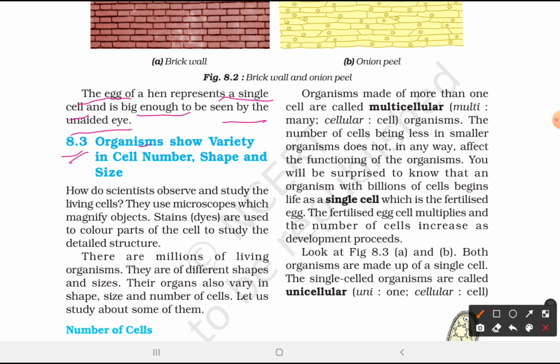8.3. Organisms show variety in cell number, shape, and size. How do scientists observe and study the living cells? They use microscopes which magnify objects. Stains are used to color parts of the cell to study the detailed structure. There are millions of living organisms. They are formed of different shapes and sizes. Their organs also vary in shape, size, and number of cells. Let us study about some of them.